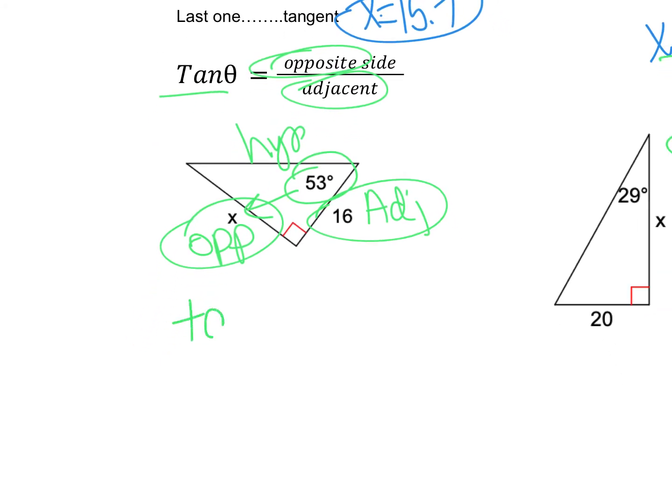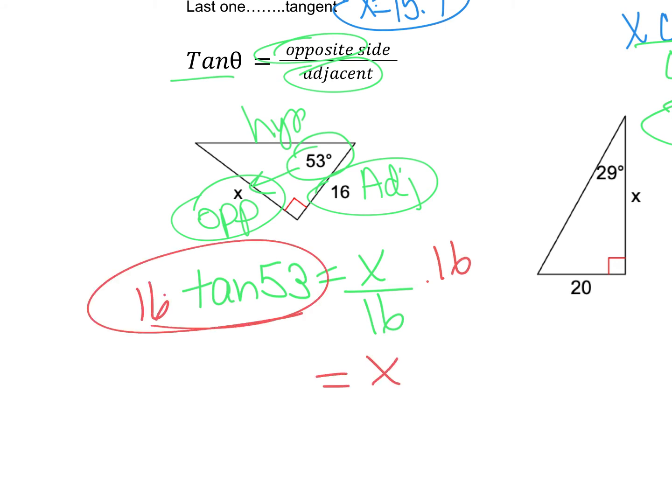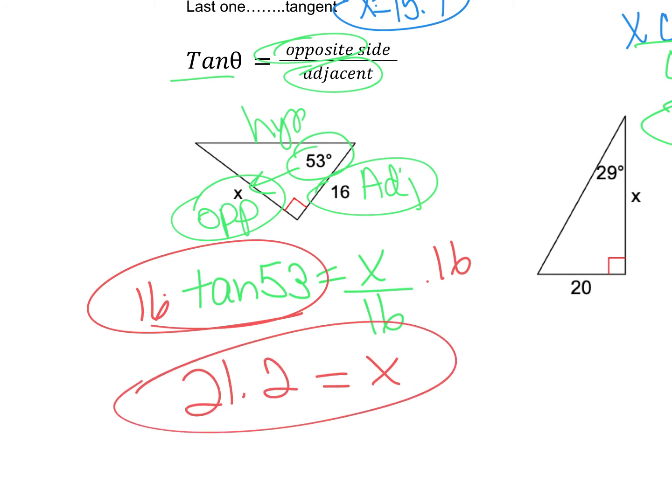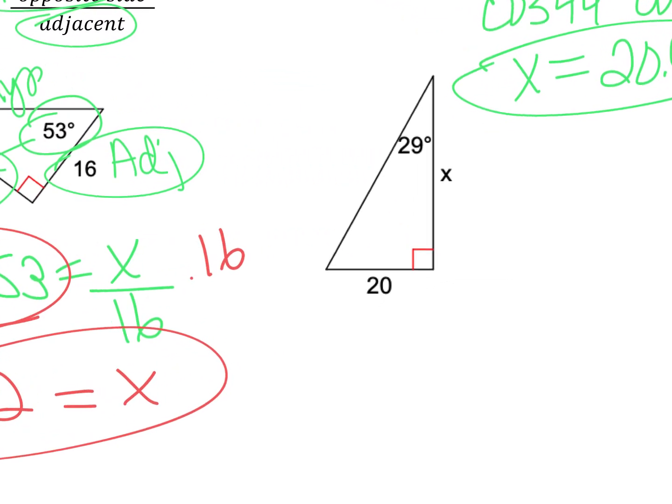So I have tangent of my angle, which is 53, equals opposite over adjacent. Again, to get my x all by itself, I need to multiply both sides by 16. And when I put this in my calculator, I should get 21.2 or 21.23 roughly. Okay, last example here where we are using trig to find side lengths. Angle, this is adjacent.